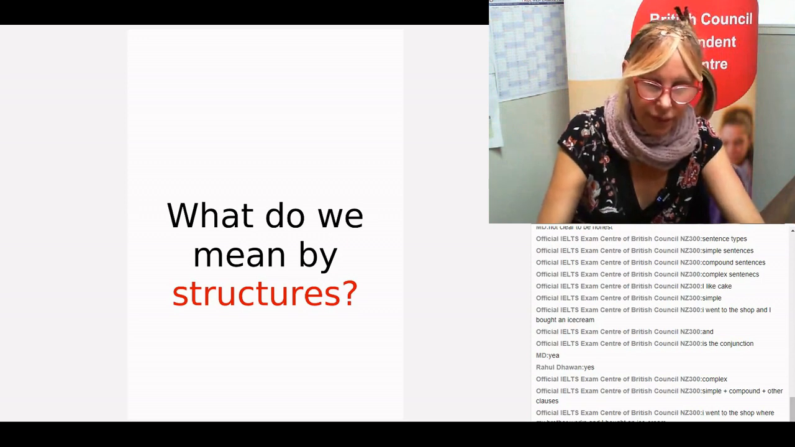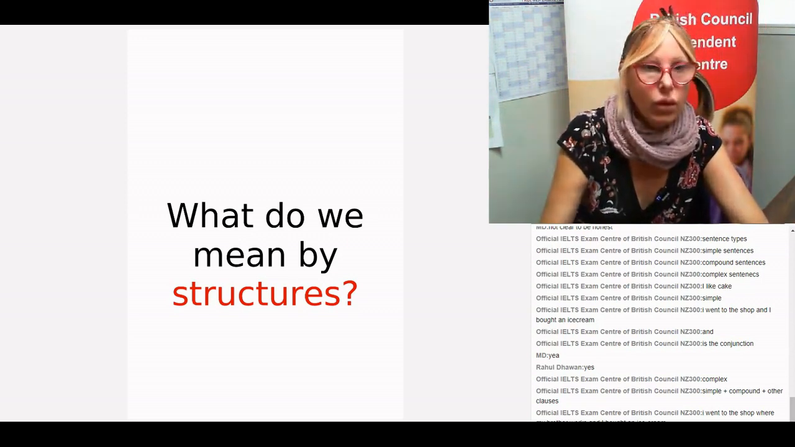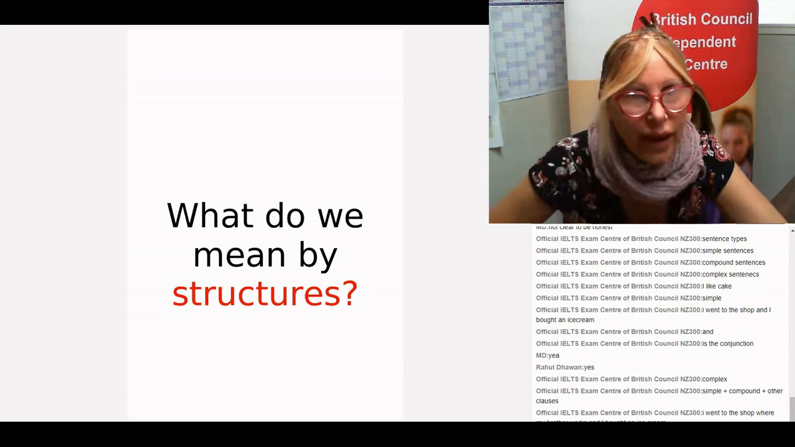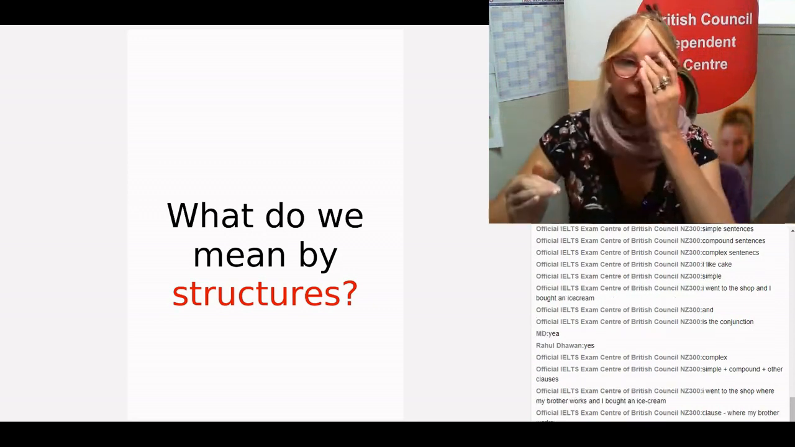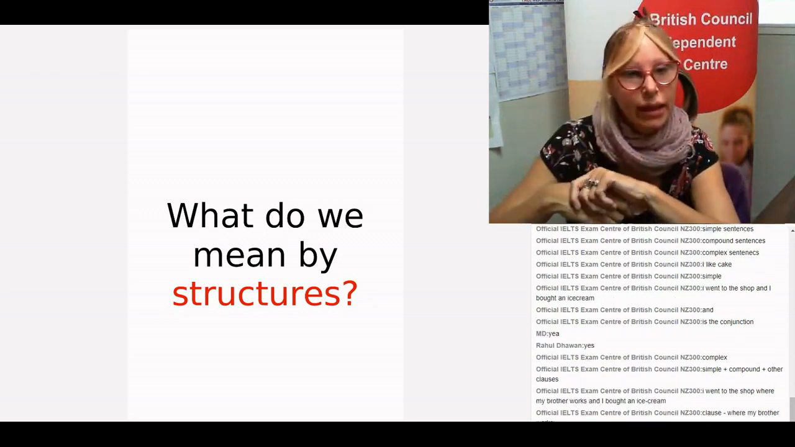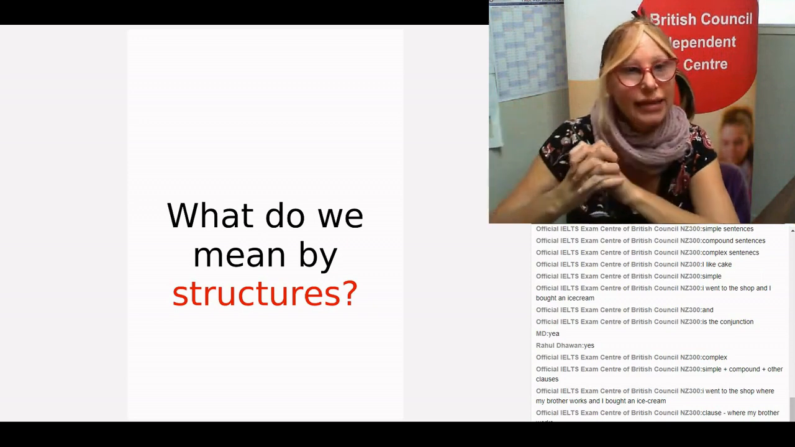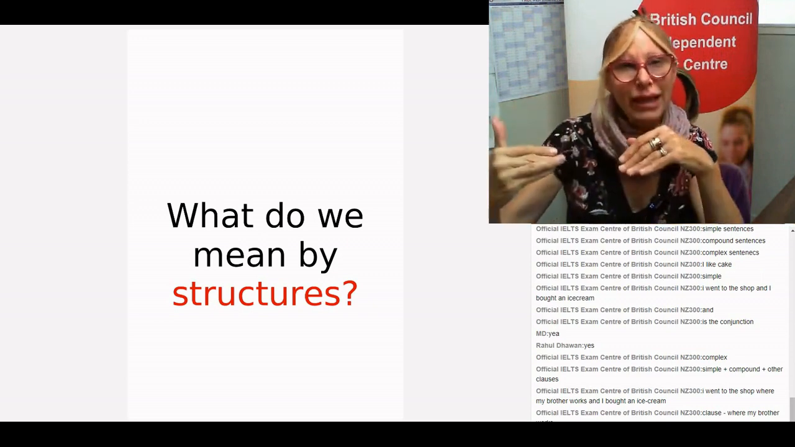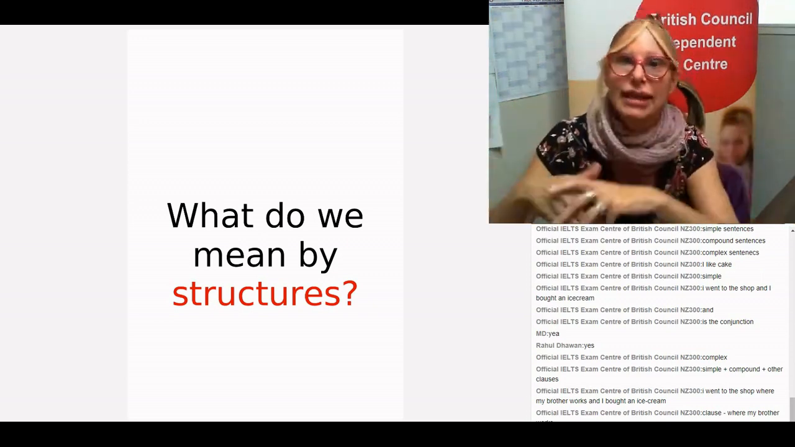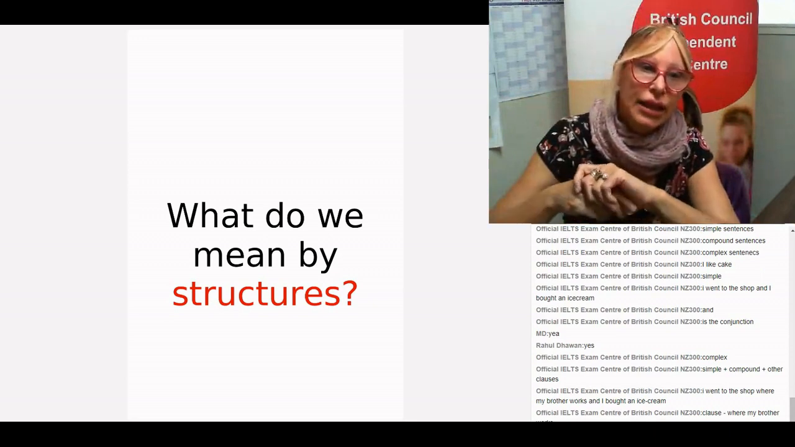where my brother works. Okay, so that is now adding extra information into the sentence about the shop. And so therefore it becomes more complex. So complex means complicated also. Okay, is that clear for everybody?